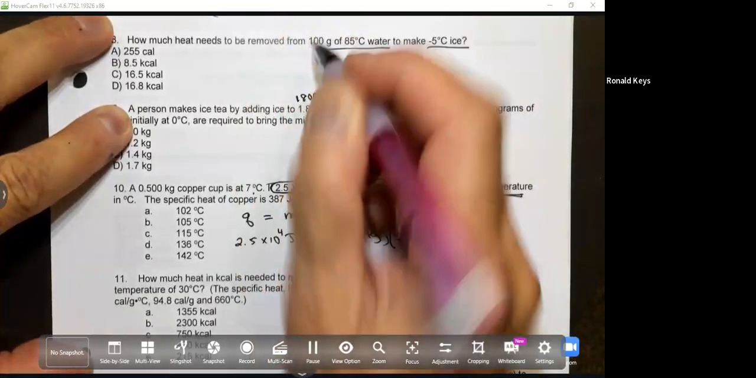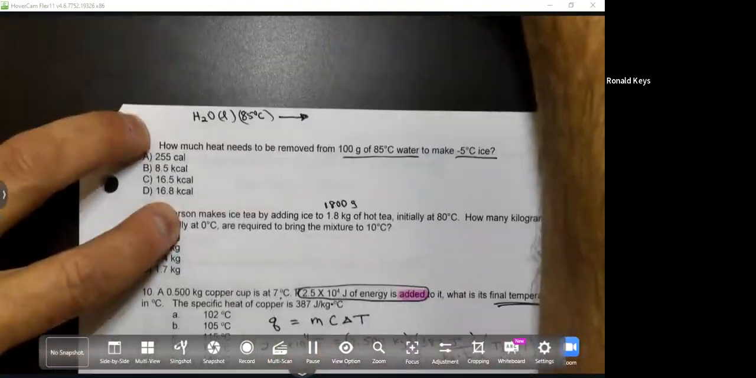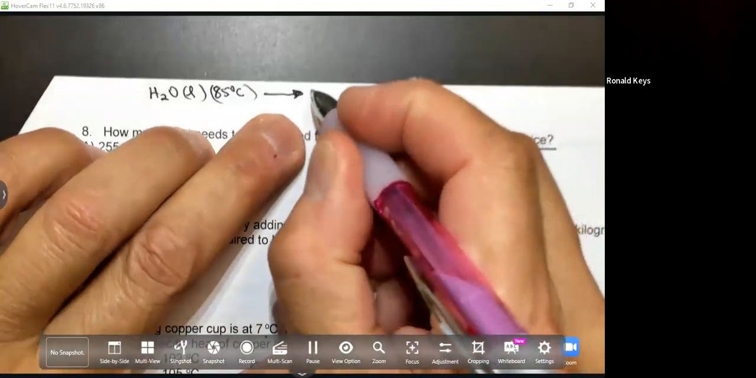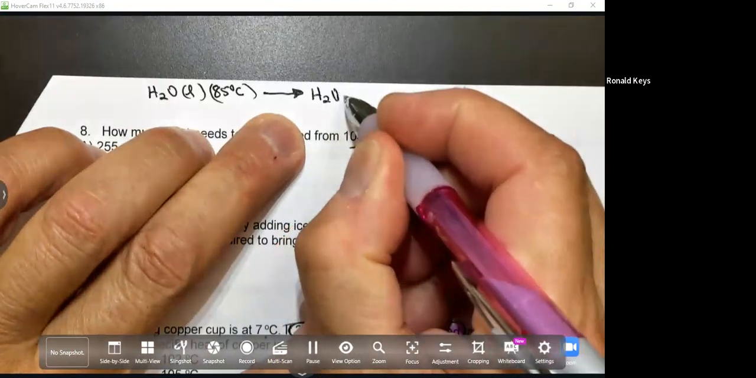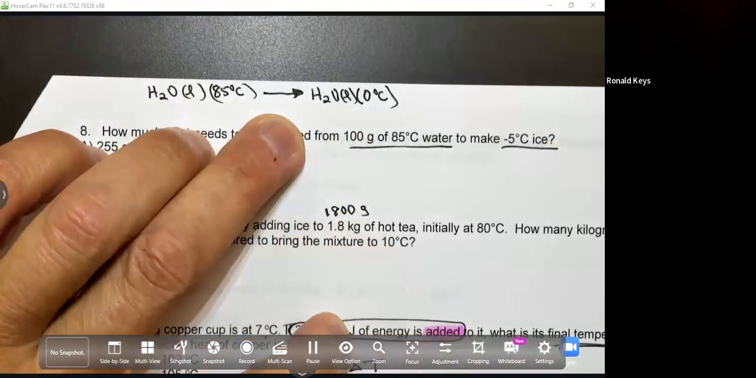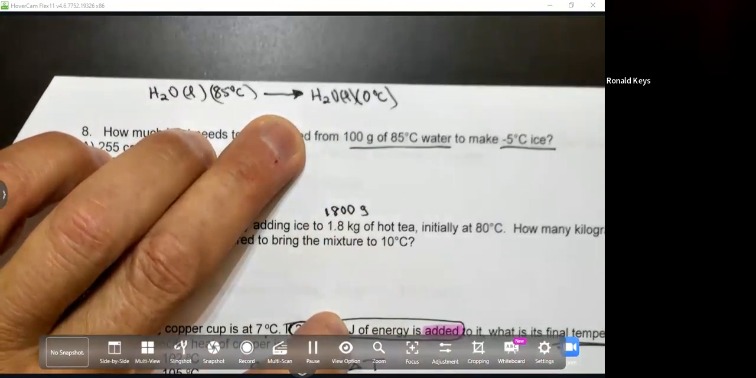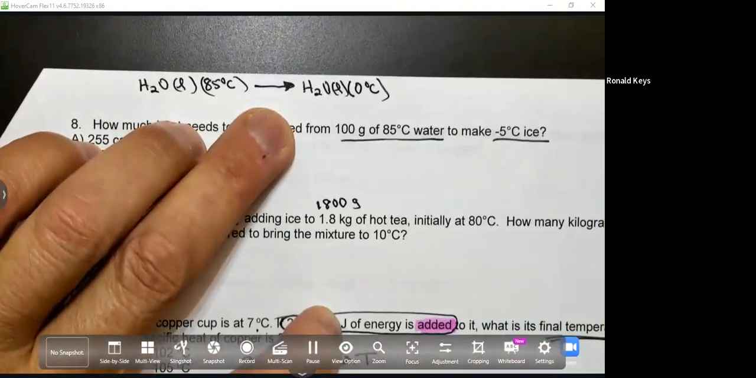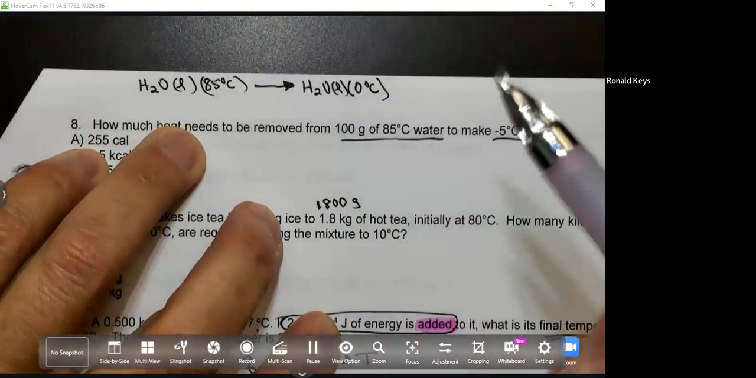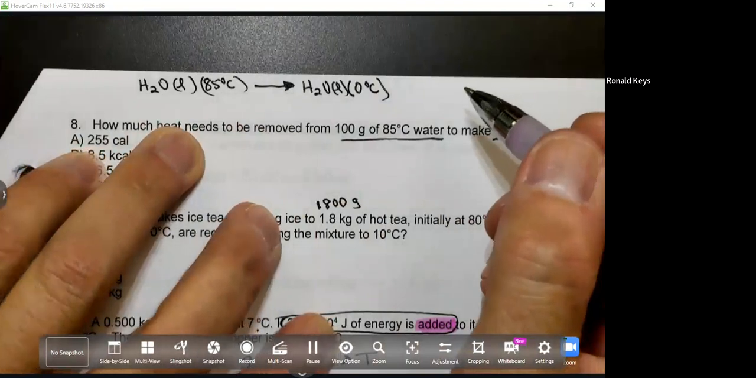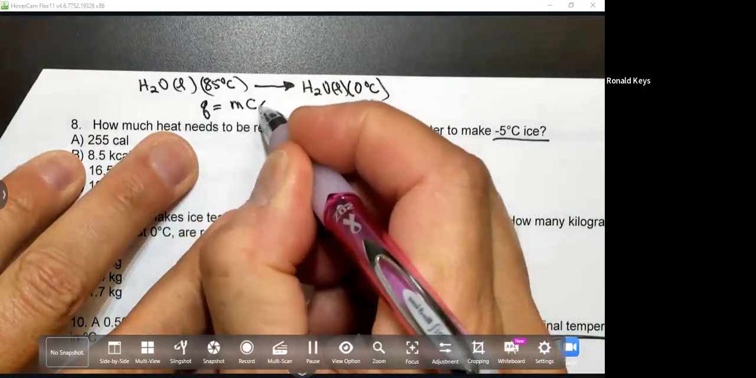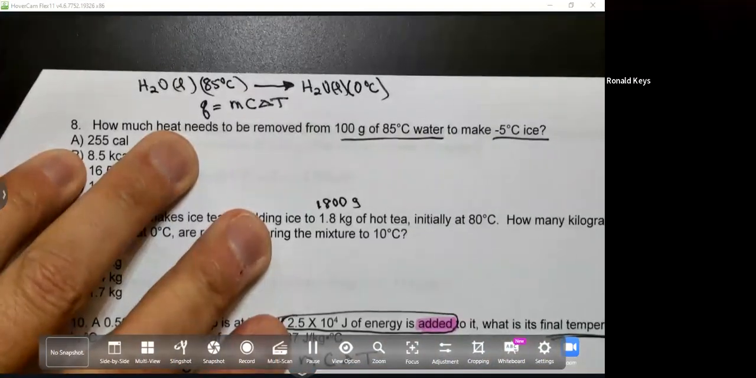I've got a good idea here. We're just going to do our arrows up here, and I think we can put our formulas up here as well. We need to cool this down to liquid water at 0 degrees Celsius, right? The very first thing we need to do is cool down liquid water. This is going to be Q equals m c delta T.